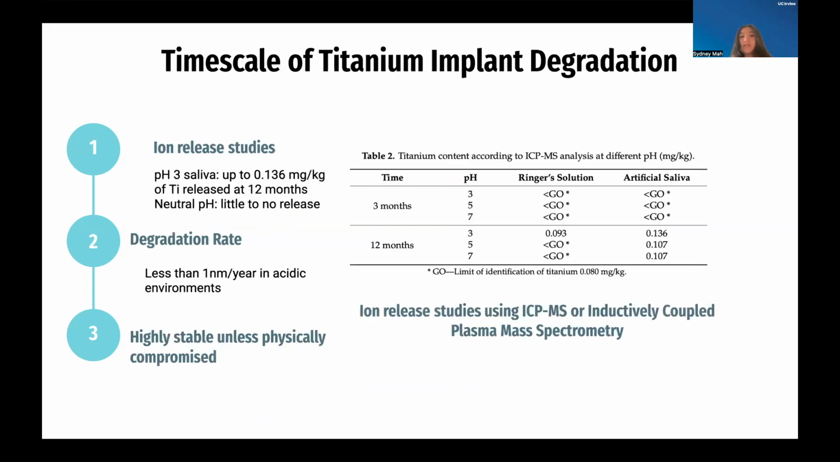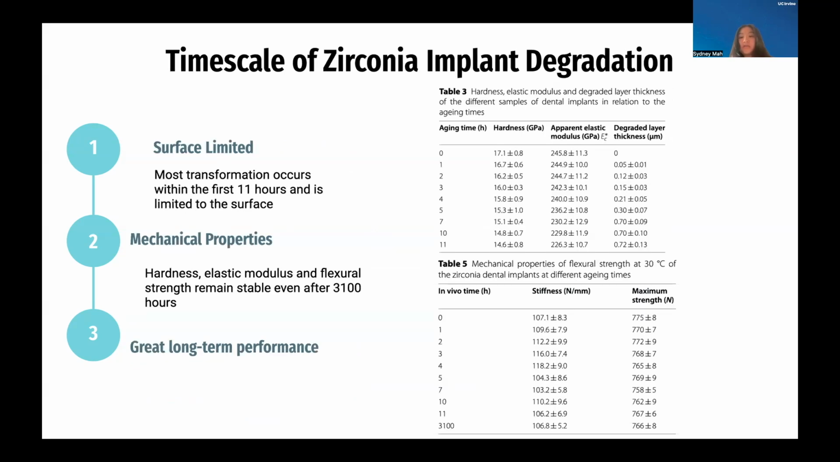For the timescale of titanium implant degradation, an ion release study showed that pH 3 saliva has very little titanium released at 12 months, with little to none for a neutral pH. The degradation rate is less than 1 nanometer per year in acidic environments. Overall, it's very stable unless physically compromised. The ion release studies can be seen in Table 2. For zirconia, it's surface limited, and the mechanical properties remain stable even after 3,100 hours, with great long-term performance. Specific mechanical properties versus aging time can be seen in tables 3 and 5.